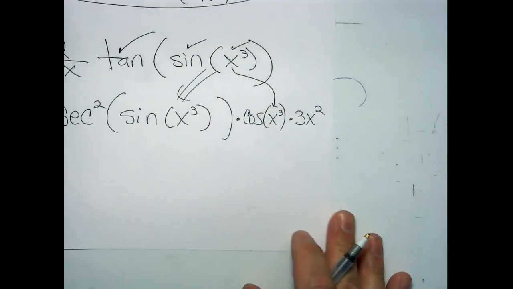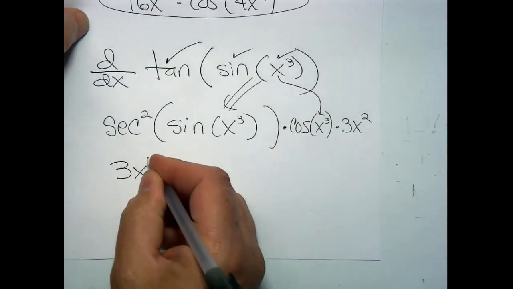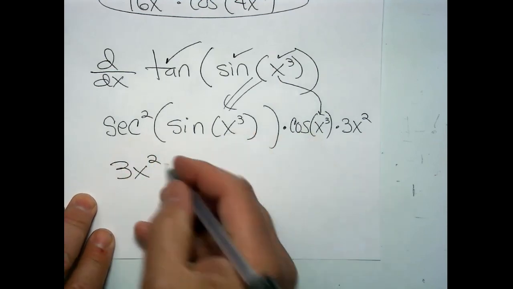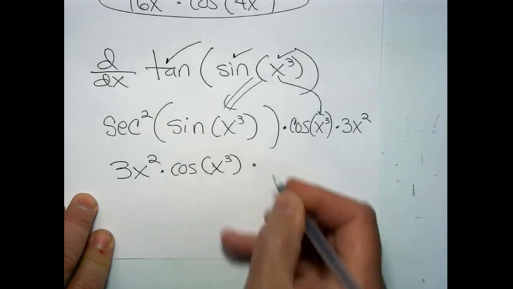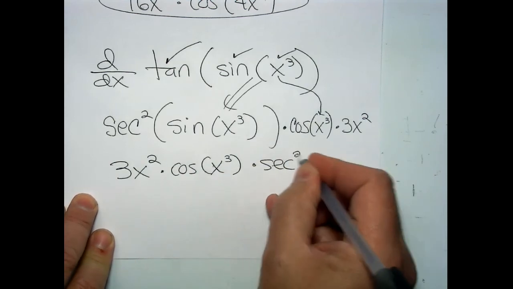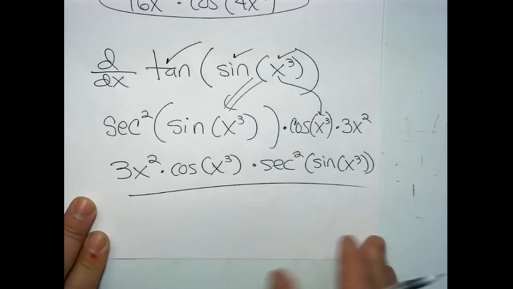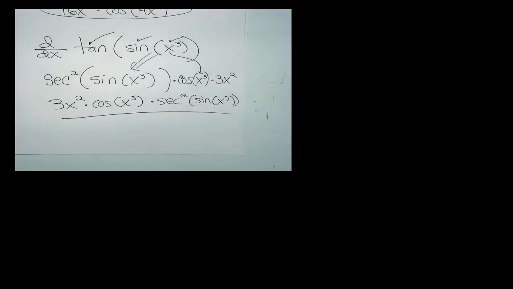We've got them all. Now, I like the 3x squared. I prefer that to be up front. And I guess the order here, I put the cosine up front most likely. See how it's kind of getting more complicated as we go, and then secant squared of the sine of x cubed. So this example shows you a couple things. It shows you not only how to do multiple chain rules, but also how to deal with trig functions.